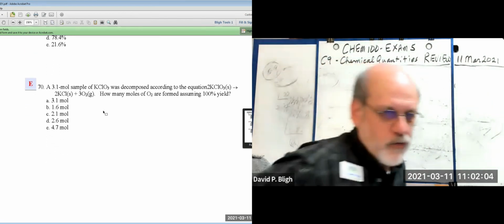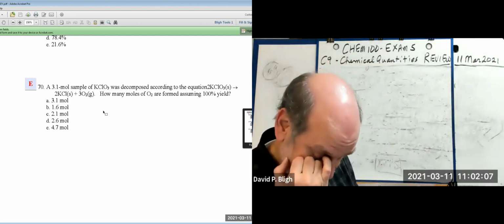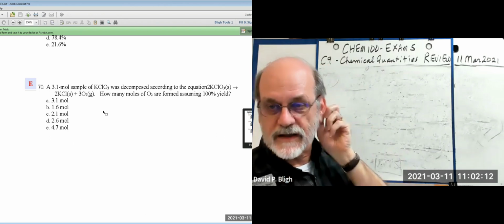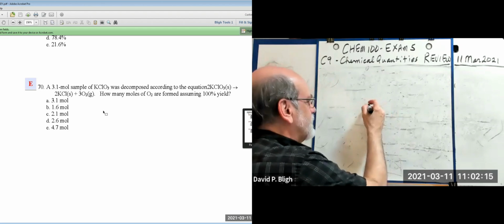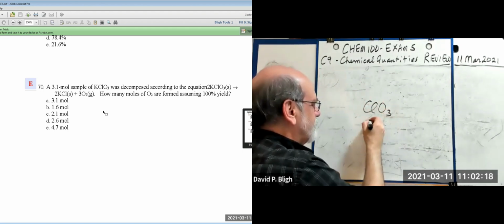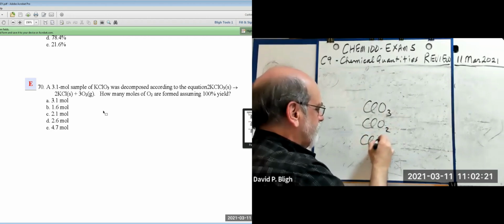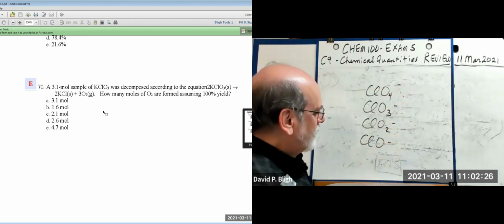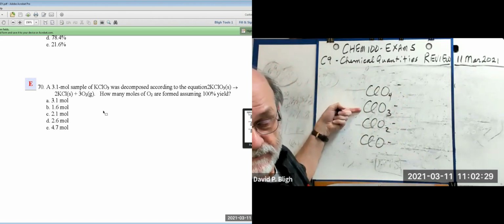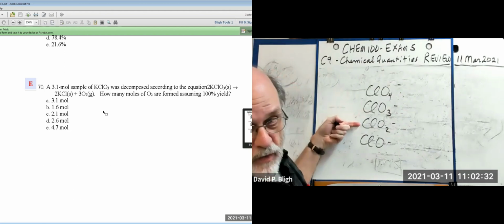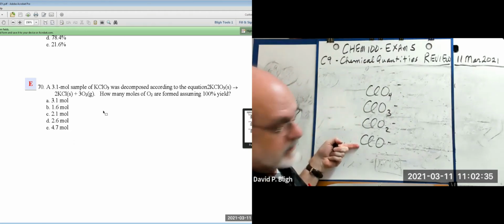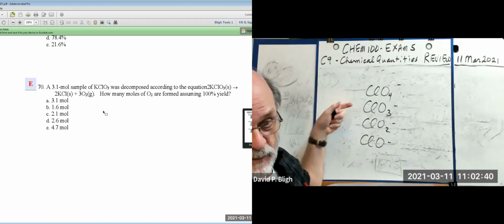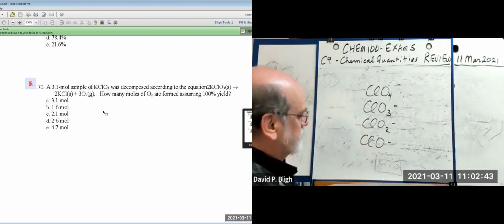What is KClO3? See, remember your polyatomic ions? I always start here. Chlorate, chlorite, hypochlorite, perchlorate. This is chlorate. Potassium chlorate is the compound.